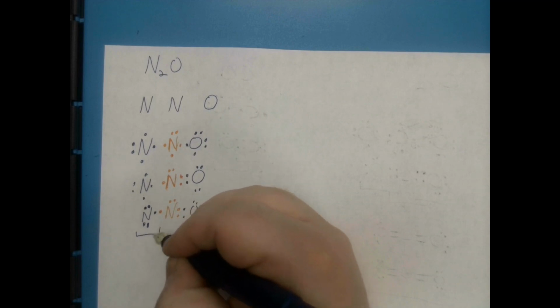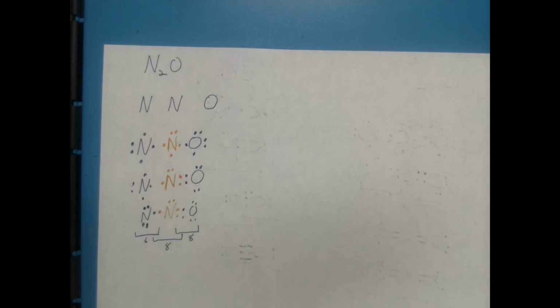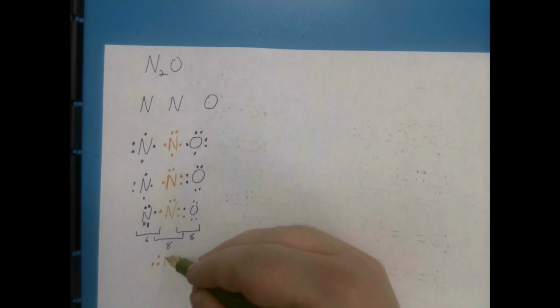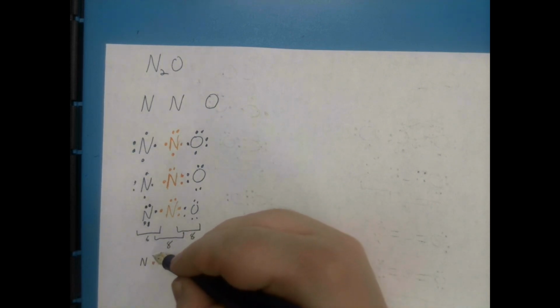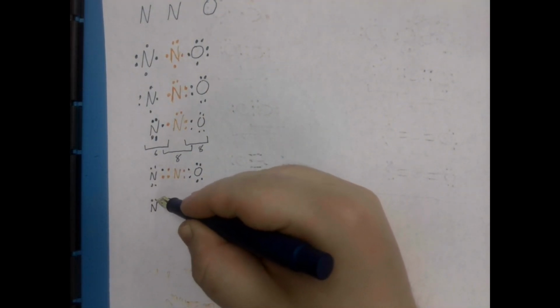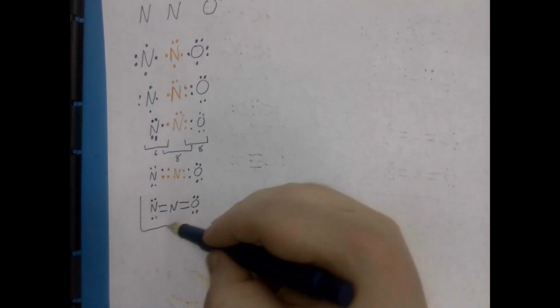So looking at it, this has 6, this has 8, and this one has 8. So what nitrogen's going to do is freely give away or share. Like that. And now we can replace everything with lines. That's how mine came out. This is not the only solution, but this is the most straightforward to get.